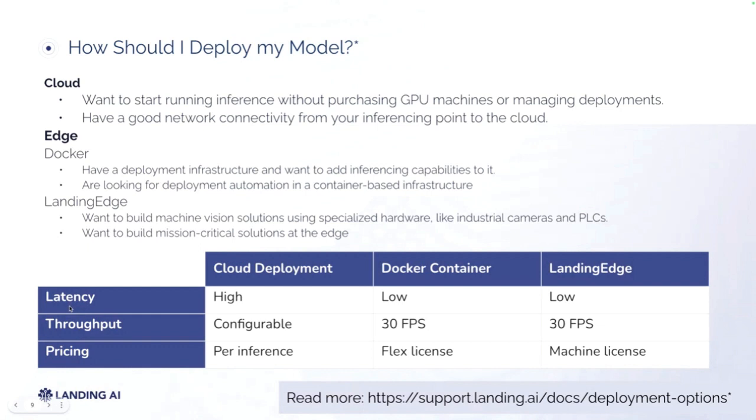And you can see there's a lot of considerations around latency and throughput that you would want to look at for your ultimate applications. So with cloud, that throughput is configurable. With Docker, depending on your setup, we commonly see it's roughly running at 30 frames per second. But of course, there will be an opportunity to connect with us for your own consulting at the end of this. You can schedule a session to go through your specific requirements, and we can make some recommendations on what might be ultimately the best deployment approach.